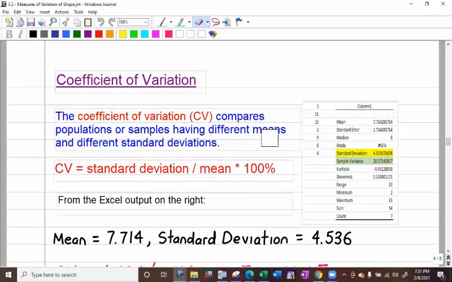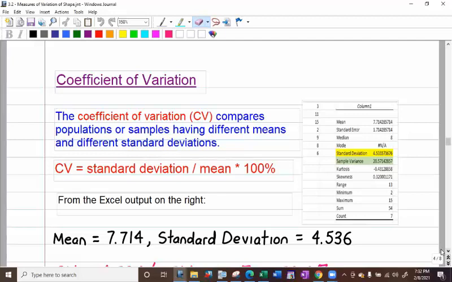Because you can't visually tell which one's more scattered if they're different means. Like the one above, that was the key. We were comparing apples and apples there, basically. But with different means, you have to consider the standard deviation in relation to the mean. So it's a real straightforward calculation. You just take the standard deviation of your data set and divide it by the mean of your data set.